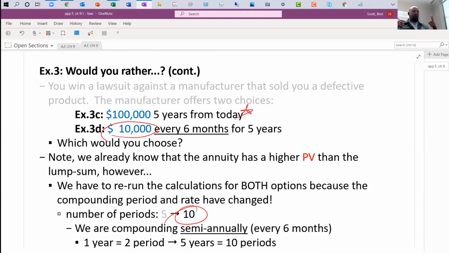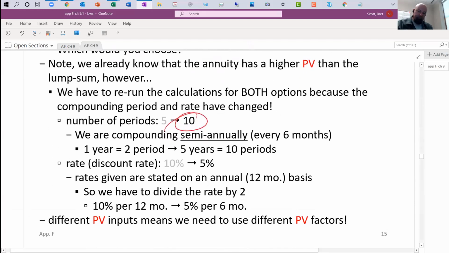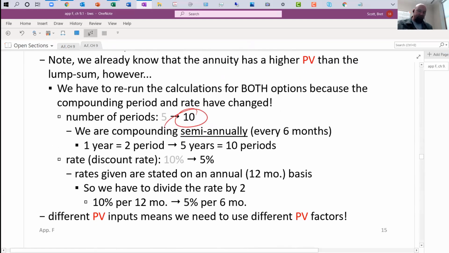If I'm going to compare apples to apples, I need to rerun the present value calculation for the lump sum, because now it's based off of semi-annual compounding. That's how it makes it comparable. Spoiler alert, the annuity is going to be higher anyways. So we need to double up the periods on the present value table, and we need to divide the interest rate by 2, because it was 10% per 12 months, which now is 5% per 6 months.